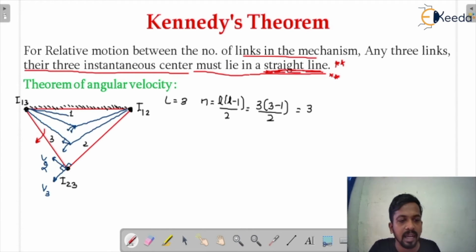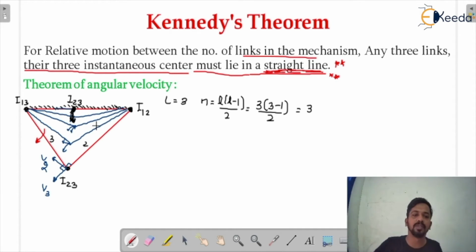So basically, at the last point, what we will get, sorry, this would be perpendicular to this link and this link. So finally, when you reach this line, you will get the direction of velocity in the perpendicular direction only. Okay, so that would be I23. Are you getting my point? Here you can see, when you reach that point, you will get only one direction of velocity.